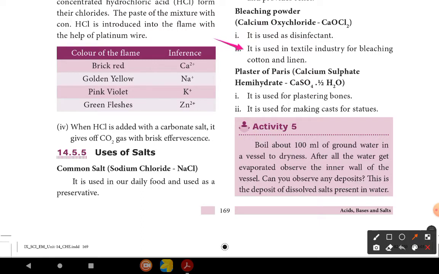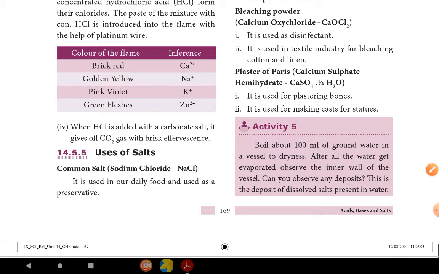It is used in textile industry for bleaching cotton and linen. So the name is bleaching powder. So it is used for bleaching. Bleaching means making white, making clean. So bleaching cotton and linen cloth. Okay, it is used, bleaching powder.